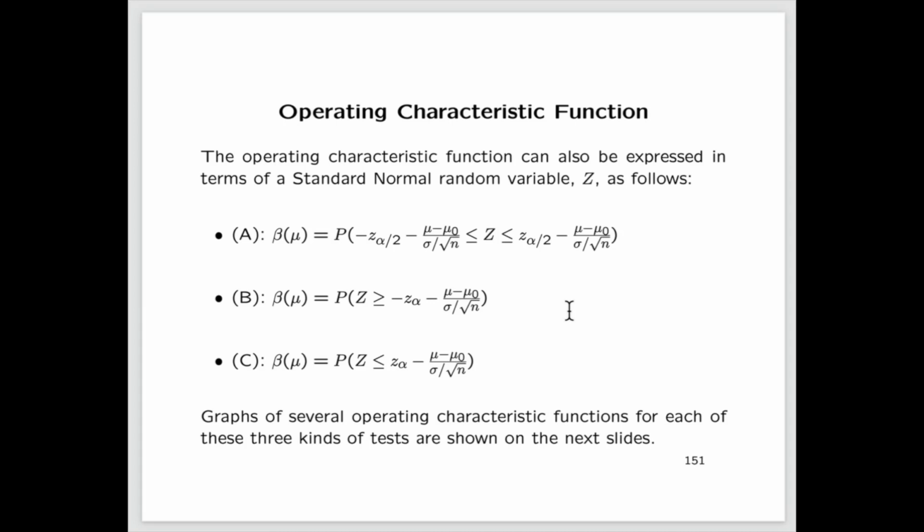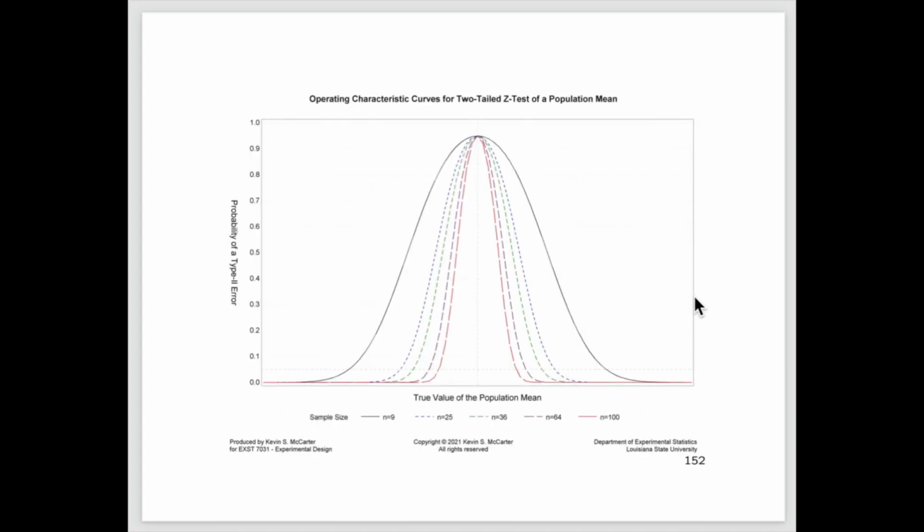And so once those quantities are fixed, then the only other quantity that can vary is the value of the population mean, mu, and so that's why we would typically just describe this as a function of mu, but technically it is a function of all 5 of those parameters. Now, graphs of several operating characteristic functions for each of these 3 kinds of tests are shown on the following slides.